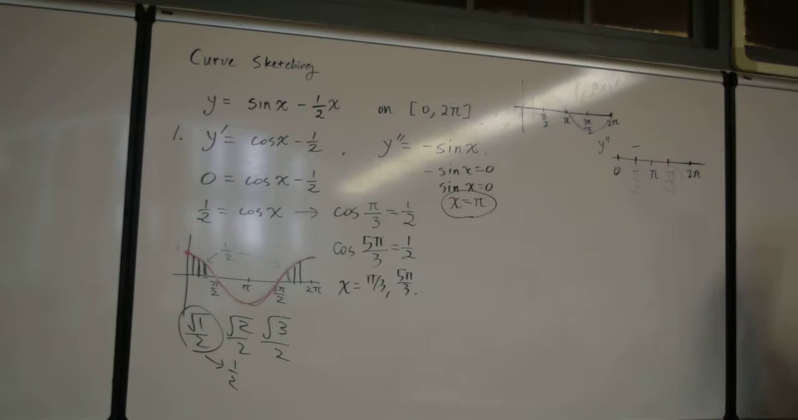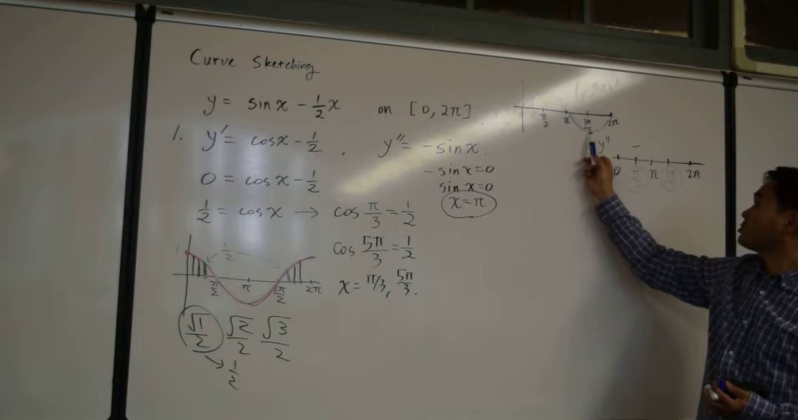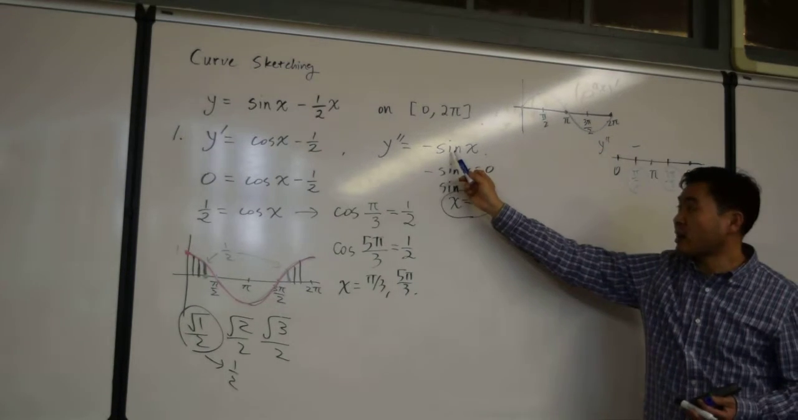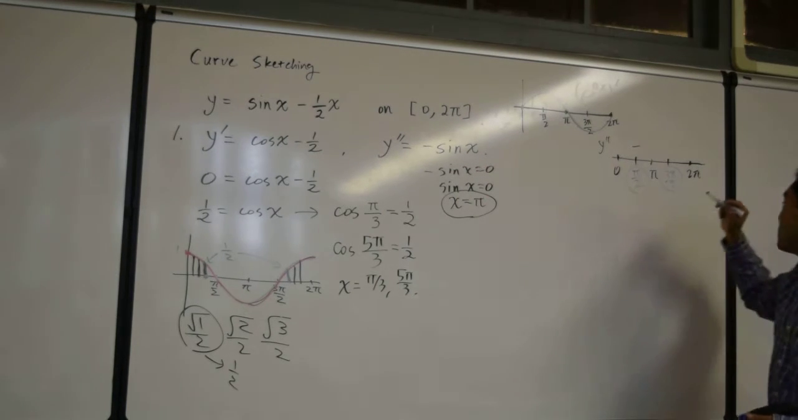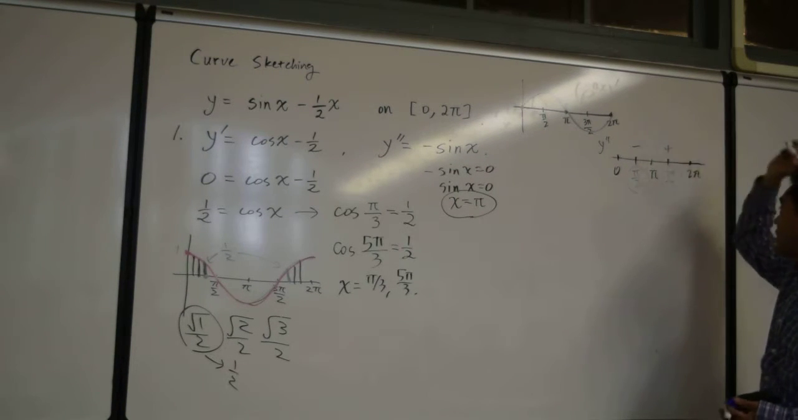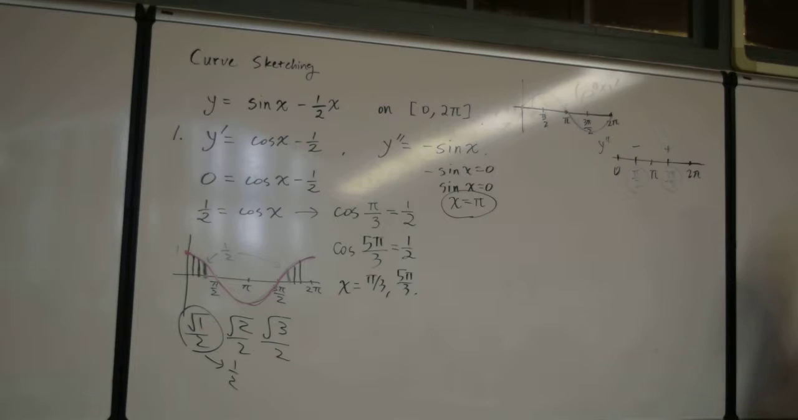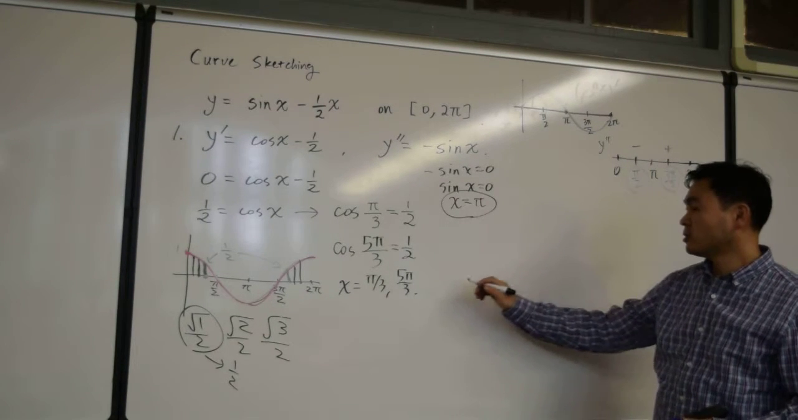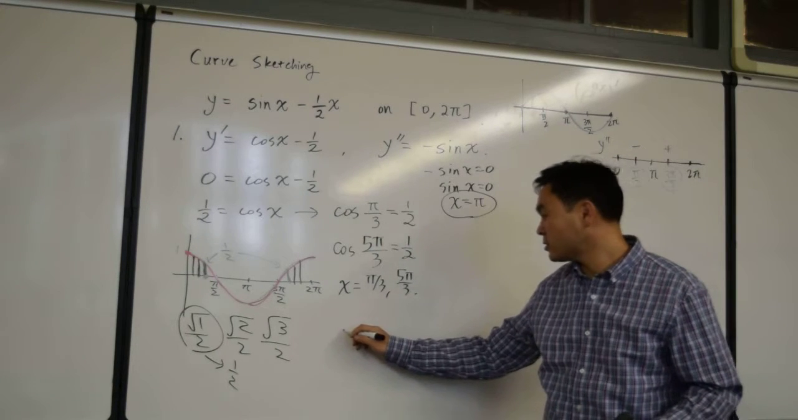At 3 pi over 2, sine gives you the value of negative 1. And if sine is negative 1, negative of negative 1 is positive 1. So it's going to be positive. So that we know. Now let's try to work with cosine.